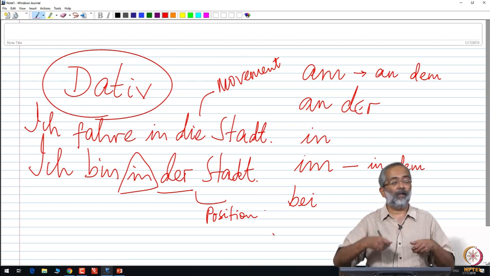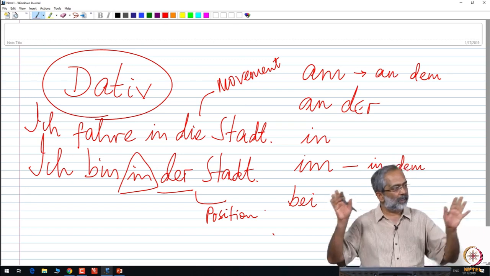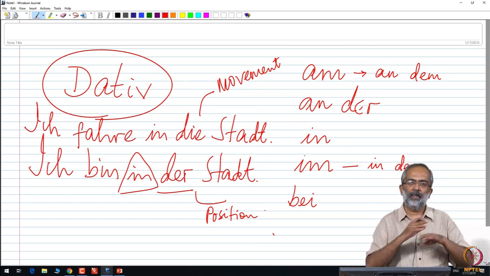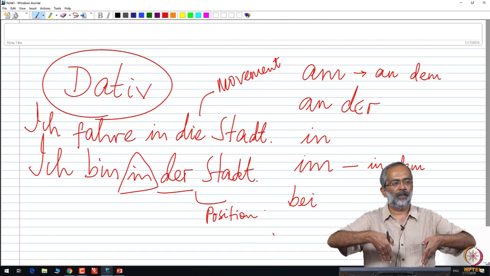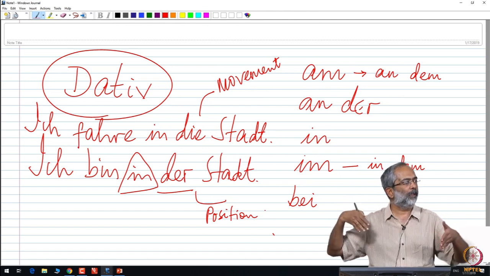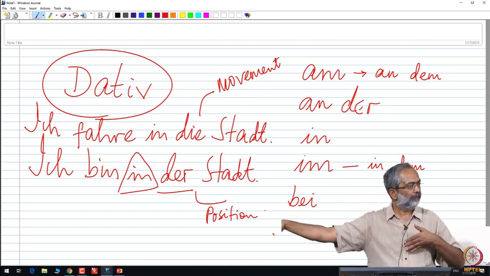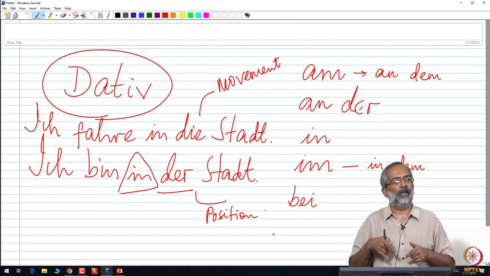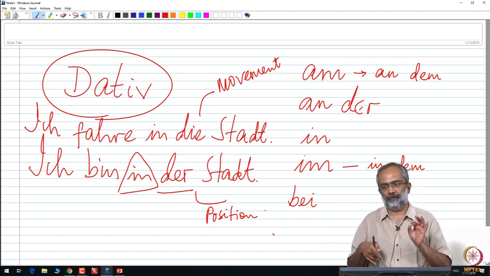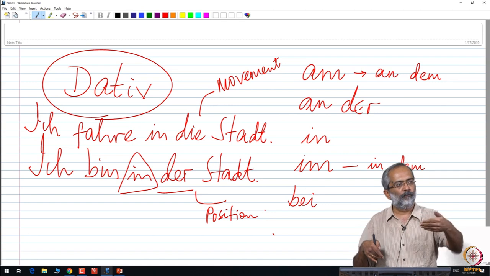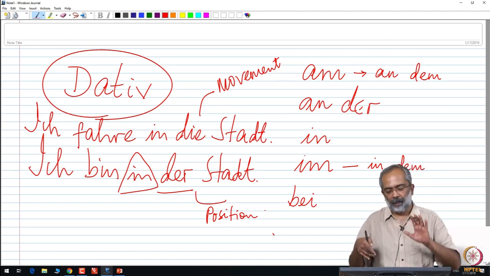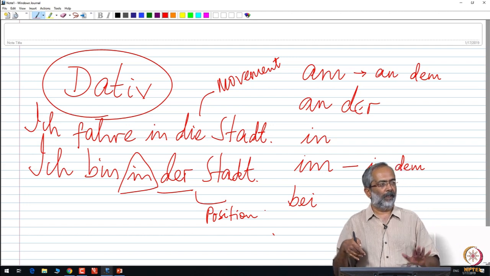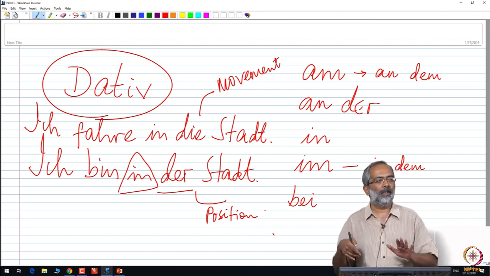Okay. I might be running around in the city, no problem. I might be dancing my way around the roads of the city, everything is fine, but I am in the city. With respect to the city, I am not moving from point A to point B. Okay. That is shown by the use of in der Stadt. If there is a movement, it will be shown with the use of in die Stadt. Okay. Similarly, it is the same case with an dem.